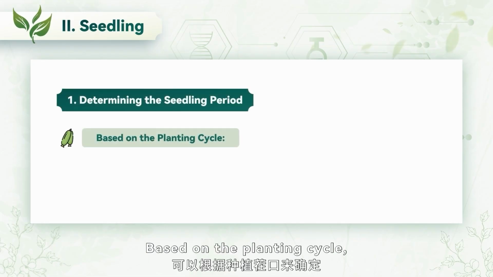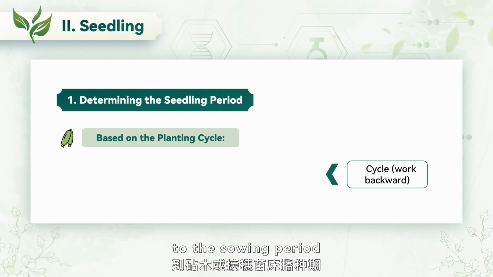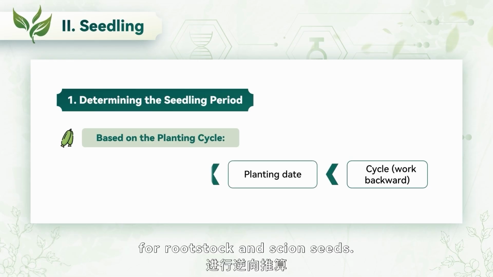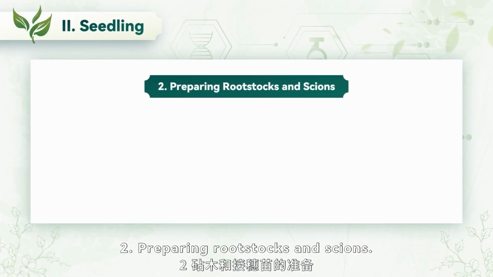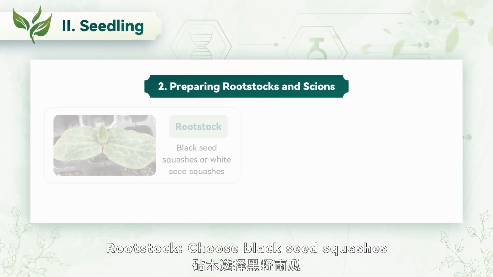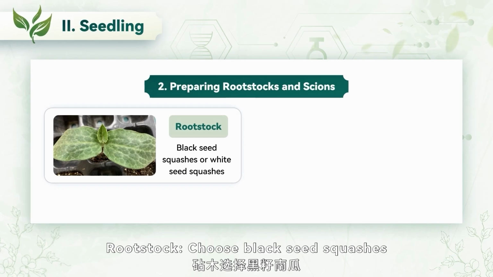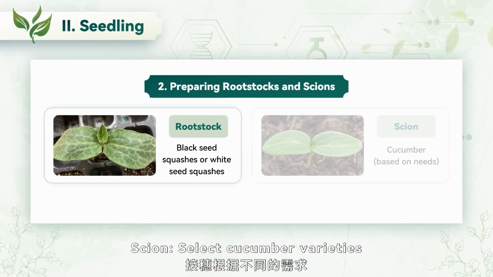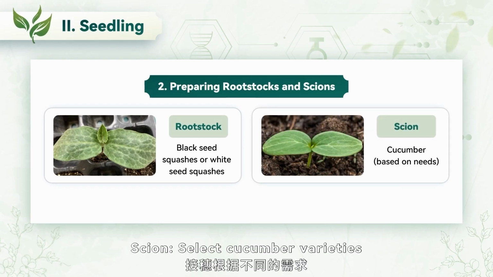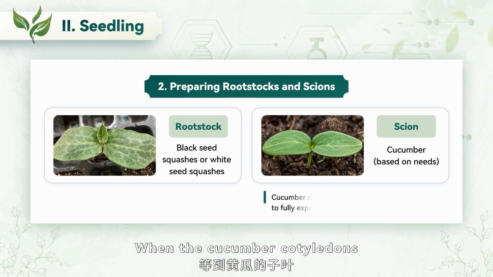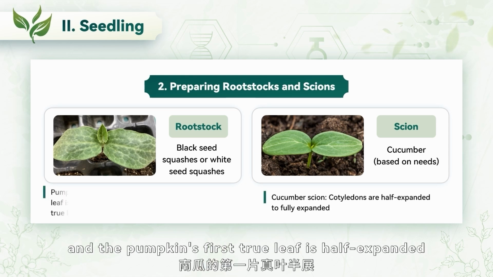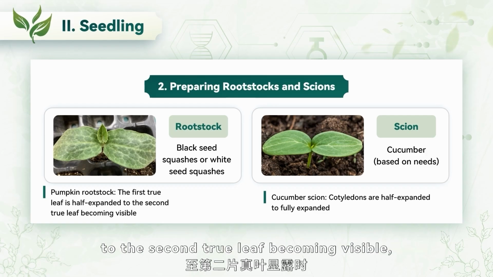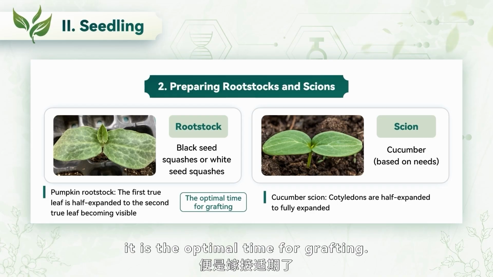1. Determining the seedling period. Based on the planting cycle, work backward from the planting date to the sowing period for rootstock and scion seeds. 2. Preparing rootstocks and scions. Rootstock: choose black seed squashes or white seed squashes. Scion: select cucumber varieties based on specific needs. When the cucumber cotyledons are half expanded to fully expanded, and the pumpkin's first true leaf is half expanded to the second true leaf becoming visible, it is the optimal time for grafting.